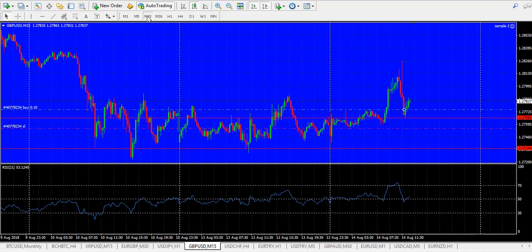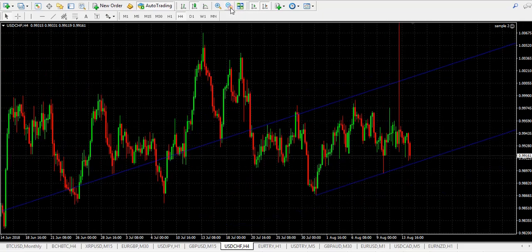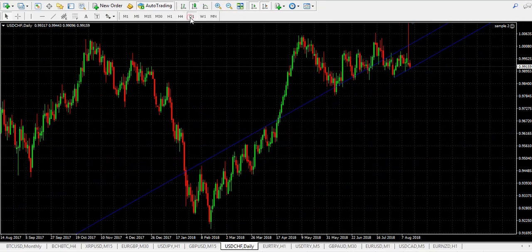Any pair you've been looking at? Give me a second. Where I've been looking at, yeah, the U.S. franc. I did a little something on this one yesterday. I just drew a little channel on the 4-hour chart. I think it's definitely headed downward.